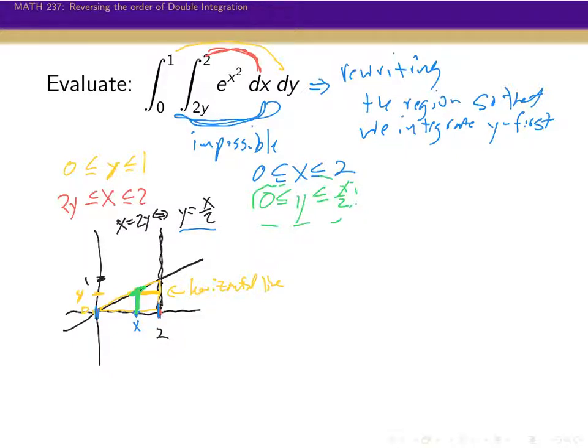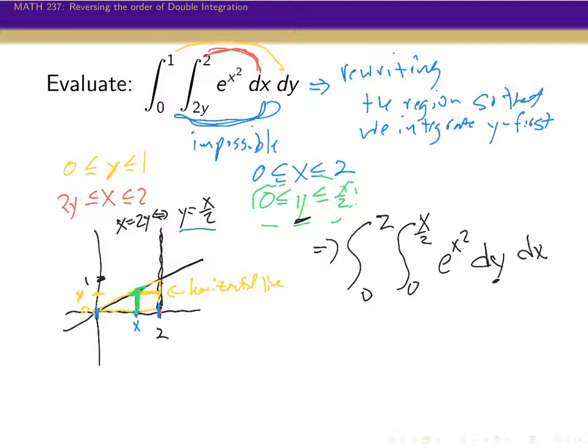So our new integral is going to be: the inside integral is going from 0 to x over 2 of e to the x squared. Now we're doing dy first, and then we're integrating dx second, going from 0 to 2.